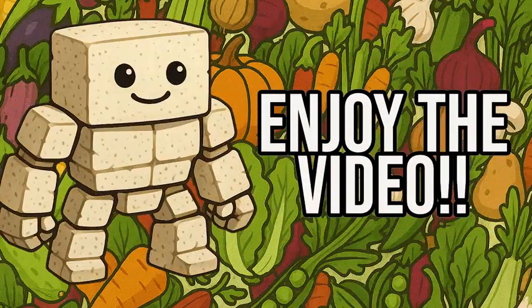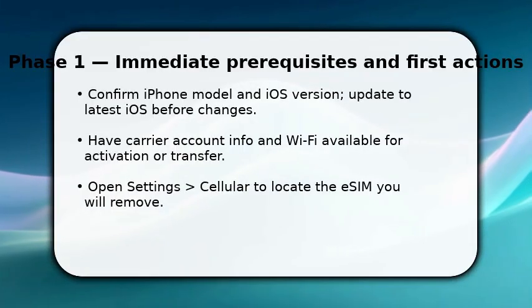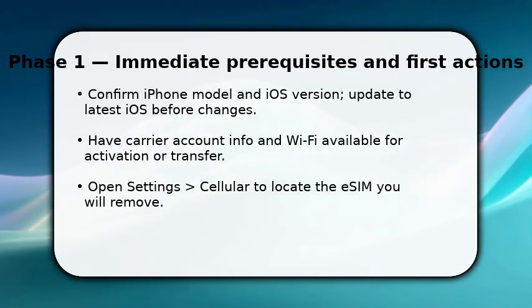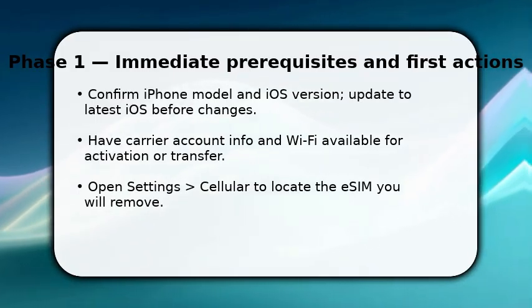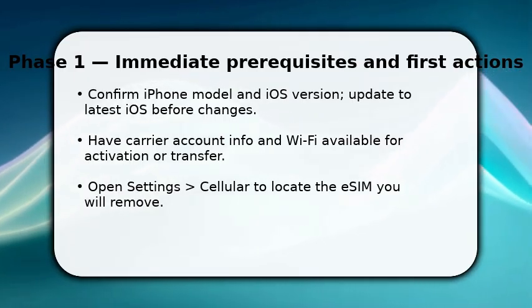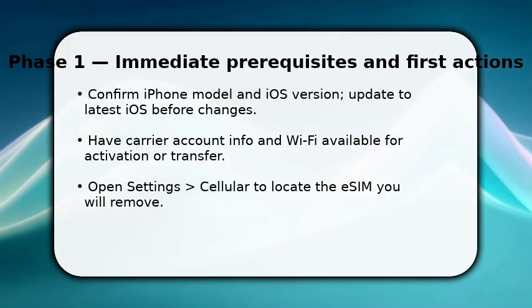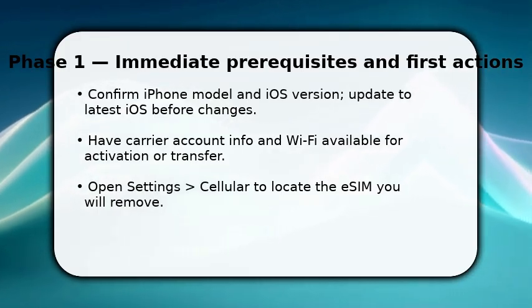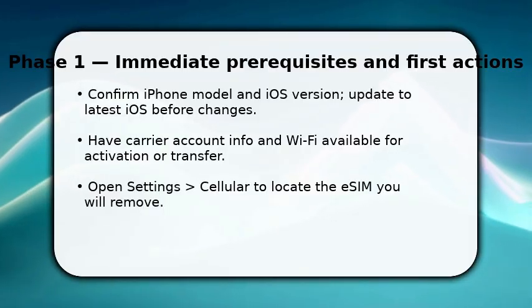Please enjoy the video. You begin by confirming your iPhone is updated and that you have carrier account details ready. Once ready, open Settings and tap Cellular. You will see one or more cellular plans listed. Tap the eSIM plan you want to delete because removing the wrong profile can drop service.